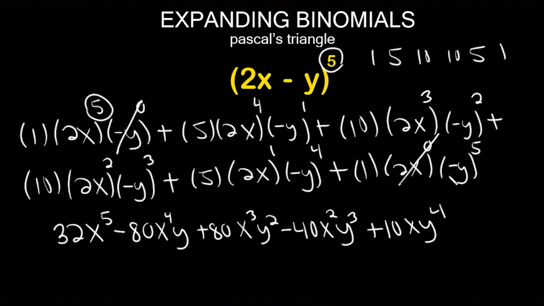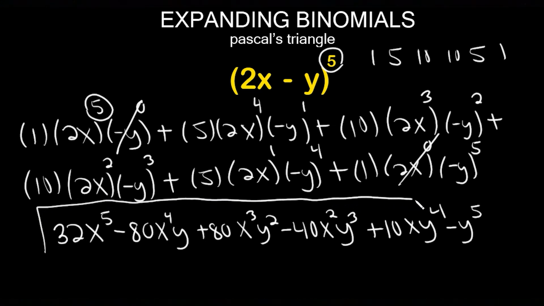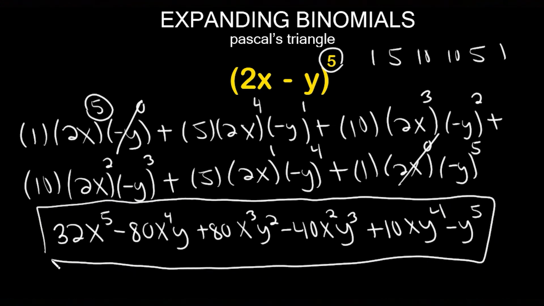And then finally, our last part here, I just have negative y to the fifth power times 1. So my end result here is going to be negative y to the fifth power. That's it, okay? And that's completely expanded out, all right? So in my opinion, that's much easier than multiplying the whole thing out like you typically would side by side. I think using Pascal's triangle here is a little bit easier, and that's essentially how you do it.